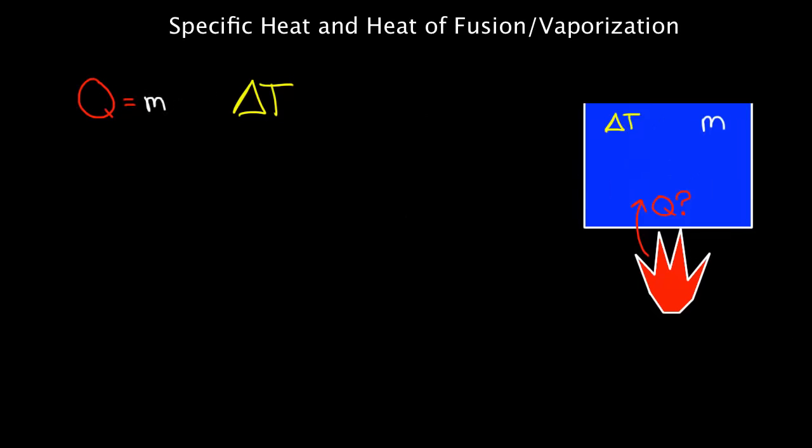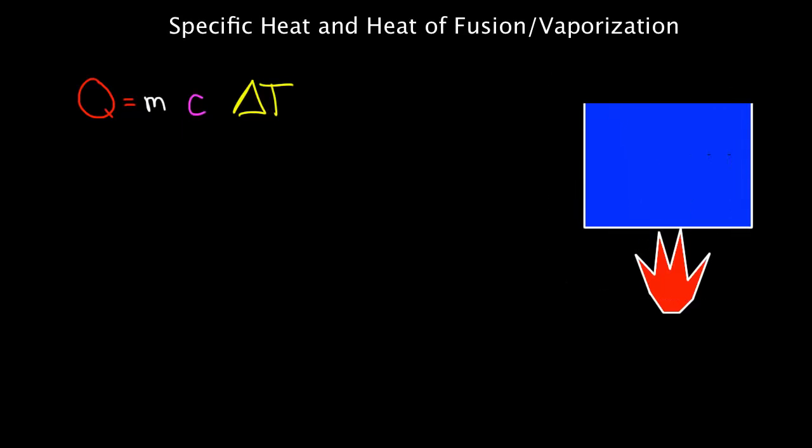And it depends on one more thing, the specific heat of that particular material. So different materials will be harder to increase in temperature than other materials. And if a material has a high specific heat, it'll take more joules of heat in order to increase the temperature. So let's get a little more specific.